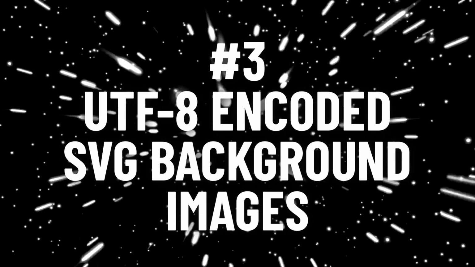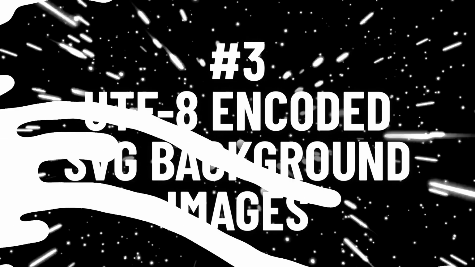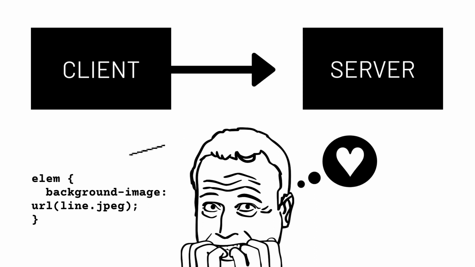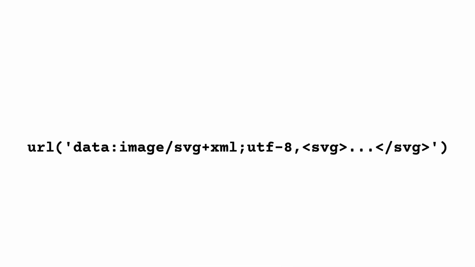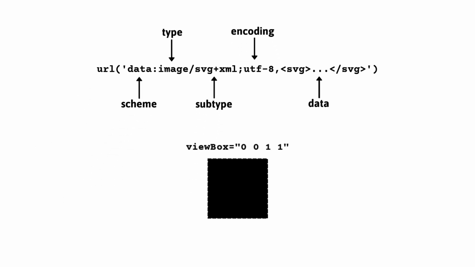Number 3. UTF-8 encoded SVG background images. If you're a pervert for HTTP requests, you can of course grab a ropey JPEG image of a line and set it as a background image. The more cultured among you might prefer to use a UTF-8 encoded SVG data URL. All we need is a 1x1 SVG with a filled rect element.